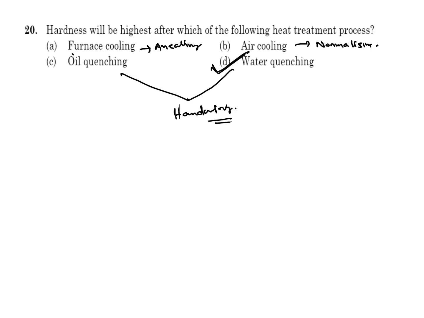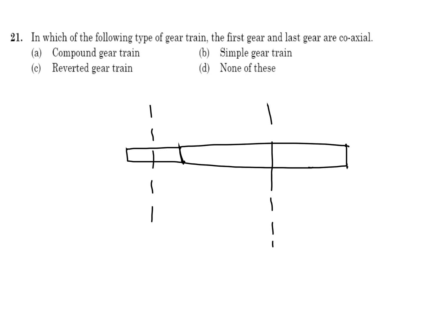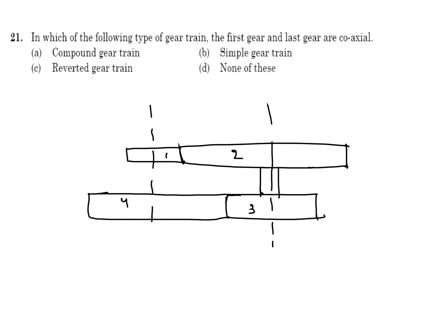In which of the following types of gear train are the first gear and last gear coaxial? So the first gear and last gear both are coaxial. We will arrange the gears like this. Gear 1 and gear 2 mesh, gear 2 and gear 3 are on the same shaft. Then gear 3 and gear 4 mesh, and gear 4 and gear 1 are coaxial. So this is the example of a reverted gear train. There are 4 gears; the first gear 1 and last gear 4 are both coaxial.